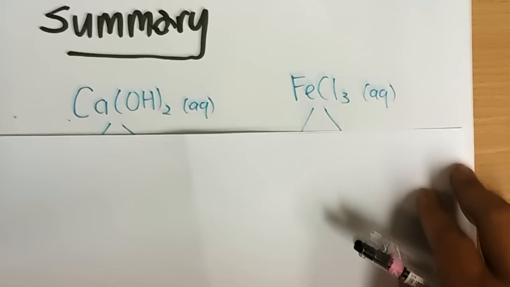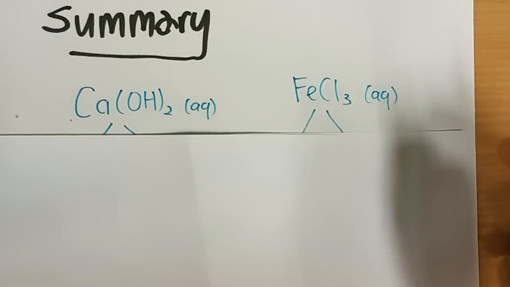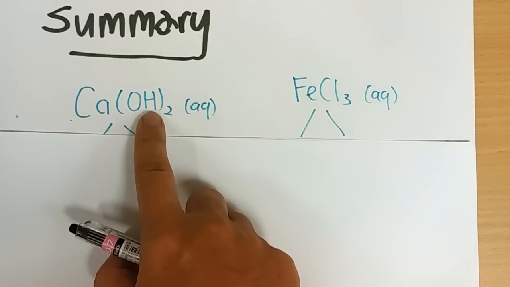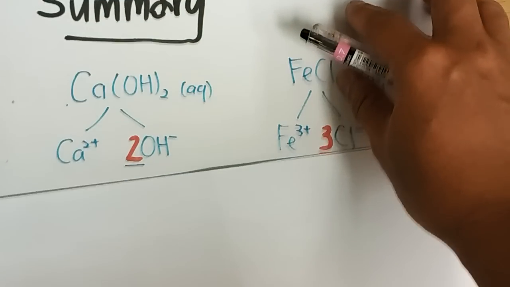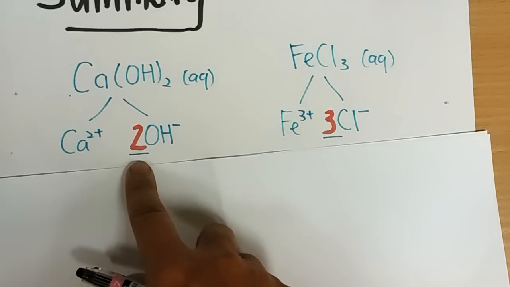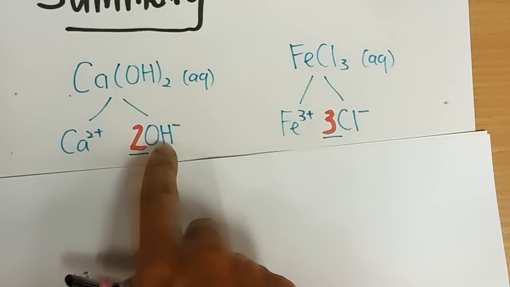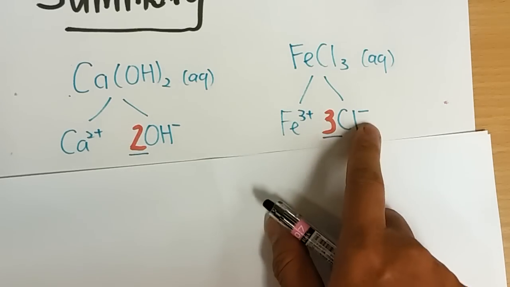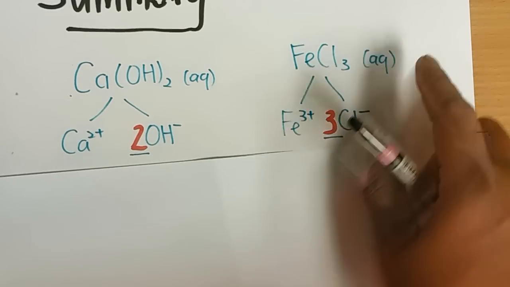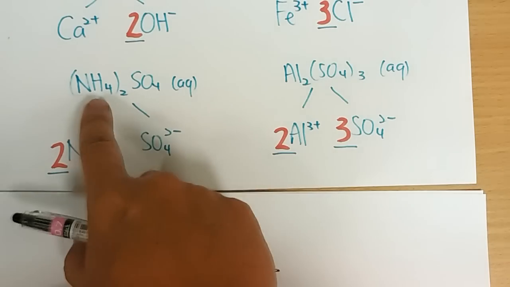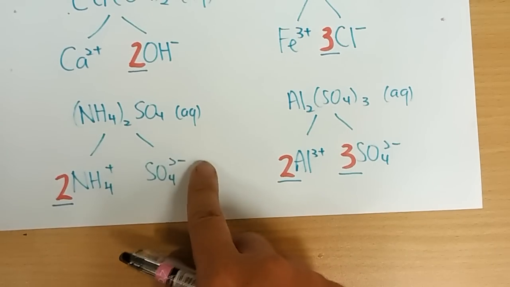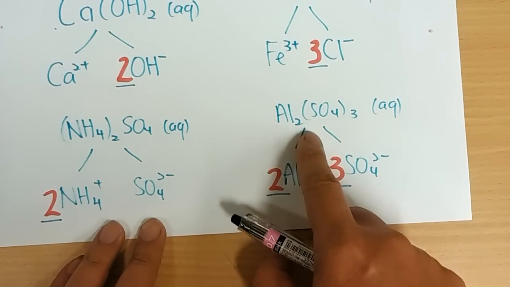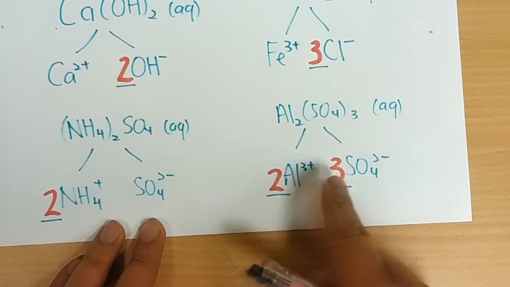Now that you have understood how to write an ionic equation, this is what you need to take note of. Calcium hydroxide, when you break it up, will be Ca2 plus, 2OH minus. The 2 is in front, not below. FeCl3 gives Fe3 plus and 3Cl minus. The charge has not increased, it is 1. NH4, ammonium has 2, and aluminium, in this case Al2(SO4)3, 2 aluminium, 3 sulfate.